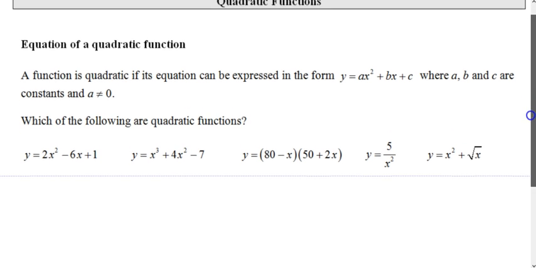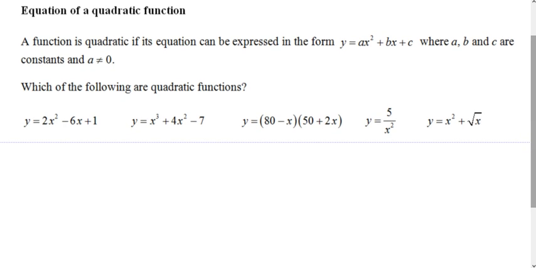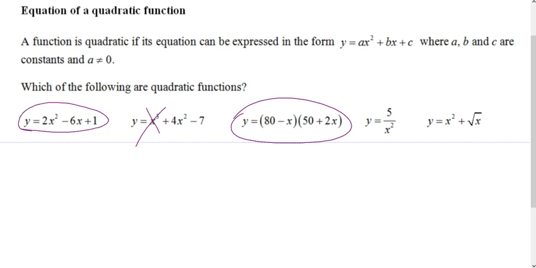Okay, which of the following are quadratic functions? So, is this quadratic? Yes. Is this quadratic? No. Why not? Because it's got a cube. Is this quadratic? Yes, because if we multiply this out, then we will get a quadratic function. So if you're not sure if a function is quadratic, you just multiply this out, and you'll see that, yep, you get a quadratic.